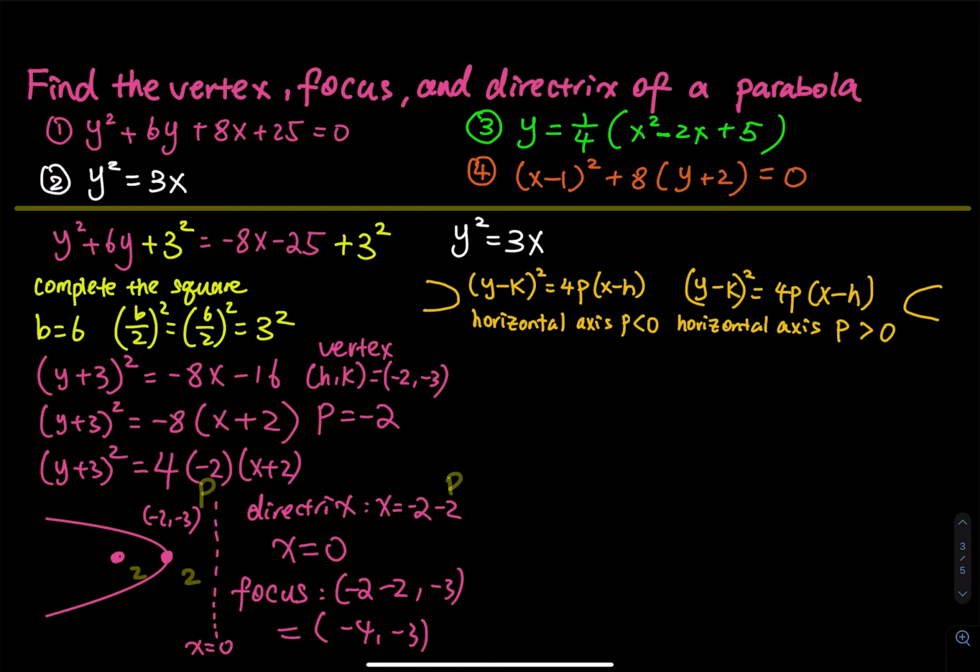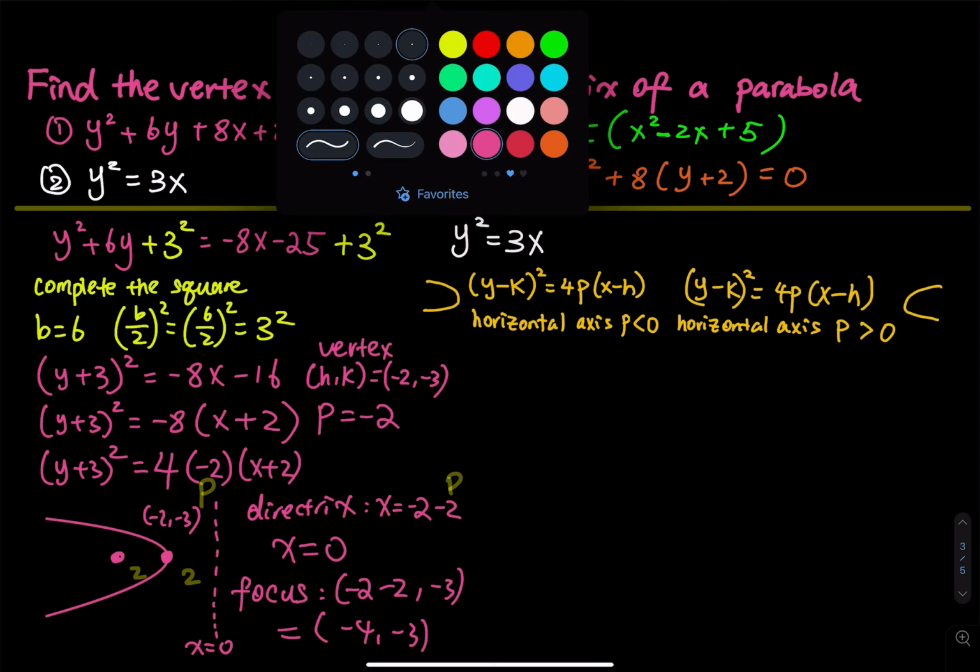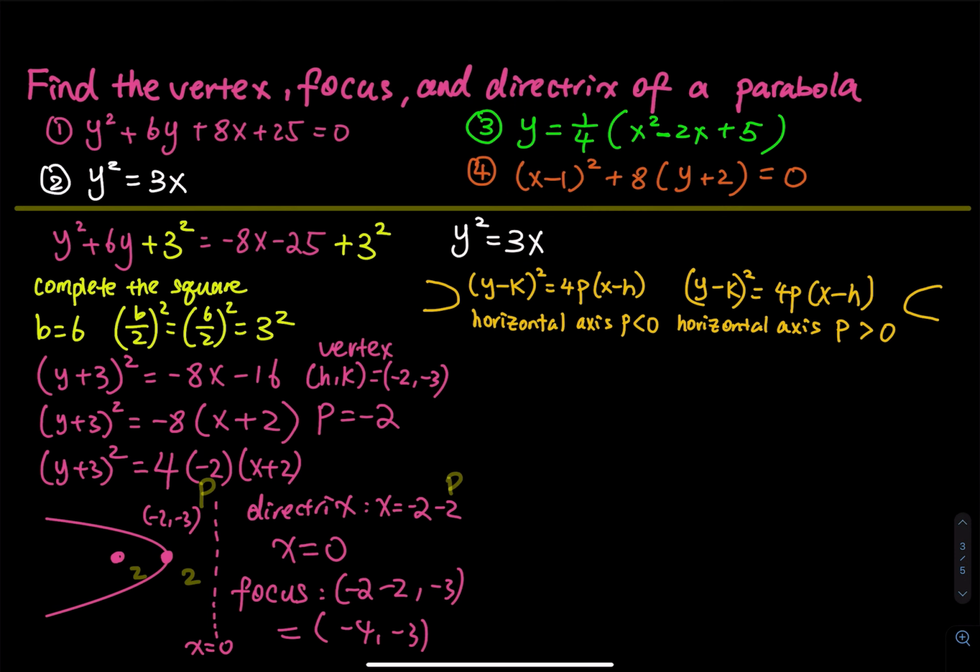The second problem is simple, y squared equals 3x. So the first thing that we can do immediately is some rewriting. There is no number right next to y. I'm going to put y minus 0 and then squared. And then you have to put a 4 in there, right? This is why I love this parabola.